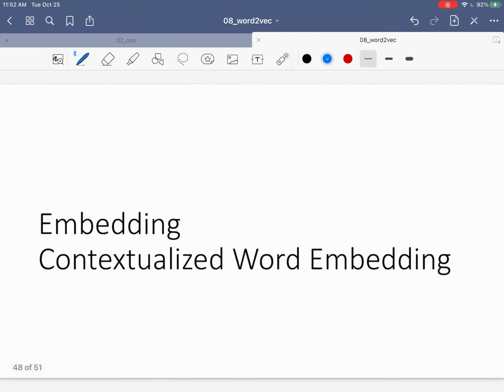Right, the final thing is something called contextualized word embedding. In Korean, that is a word embedding that reflects context, which is a bit different from the word embedding in word2vec. So this is in contrast to the word embedding that you learn from word2vec, there's something called contextualized word embedding. So we'll see what it is.